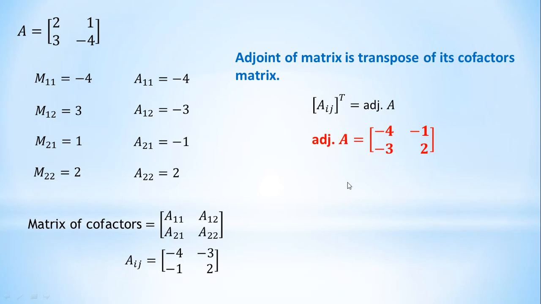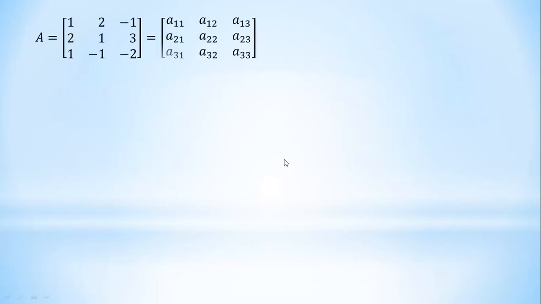Okay. Now we will discuss another example, for a 3 by 3 matrix. So let us take one example of a 3 by 3 matrix. How to find out the minors and cofactors of this 3 by 3 matrix. So the given matrix is like this: 1 2 minus 1, 2 1 3, 1 minus 1 minus 2, and in general we can write like this.